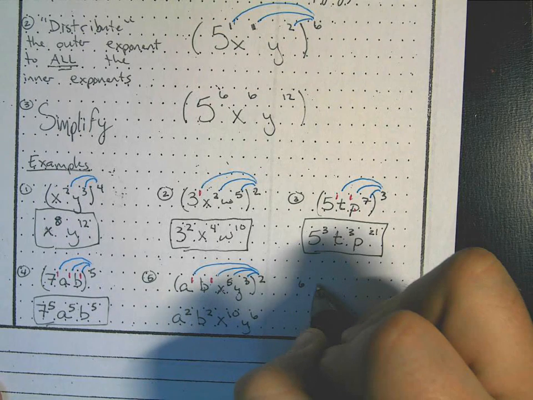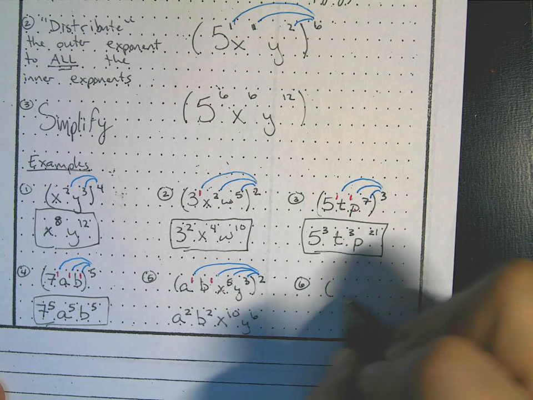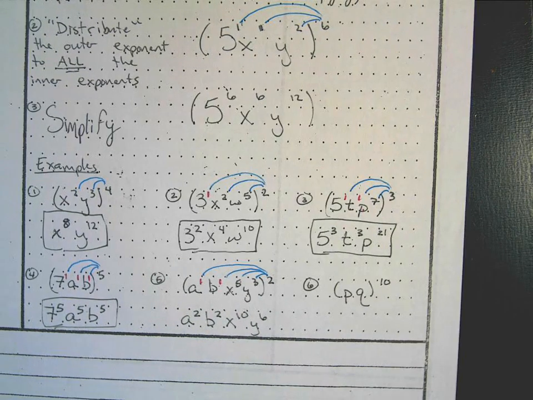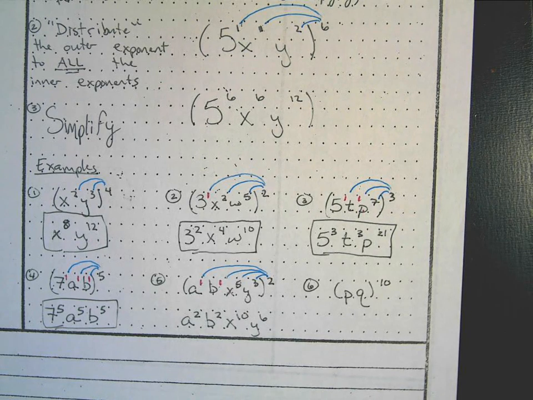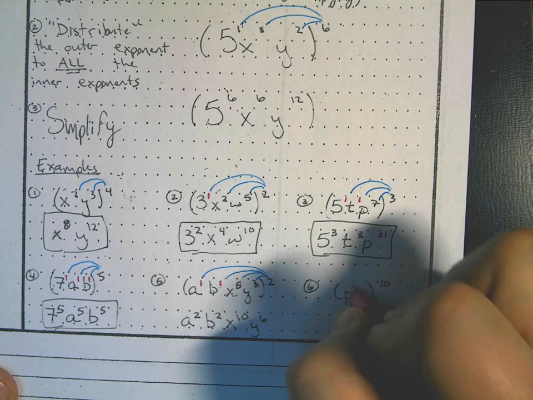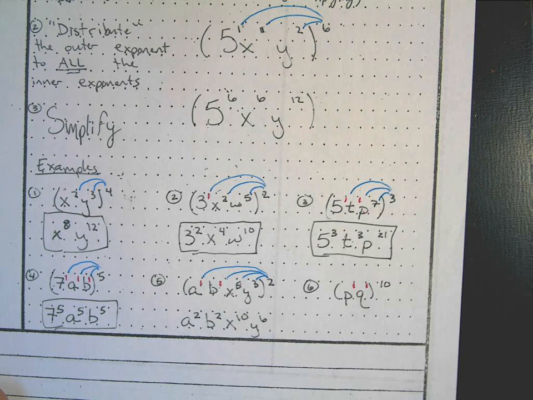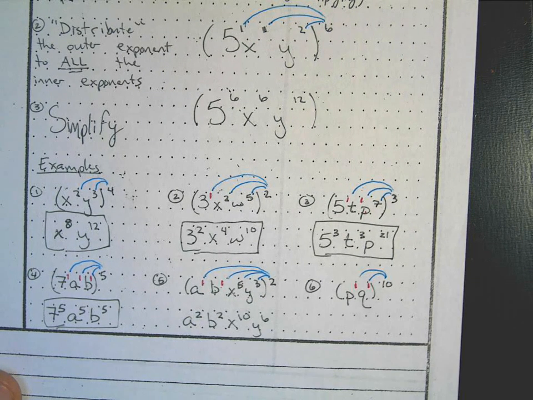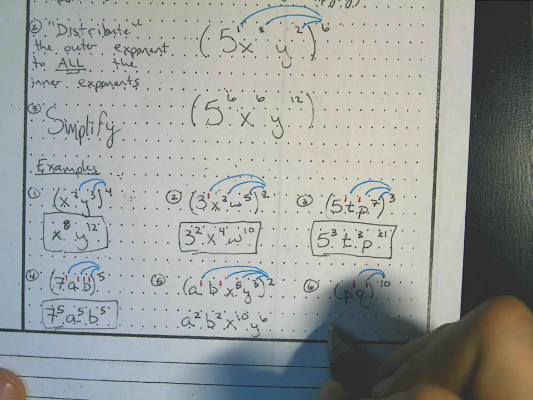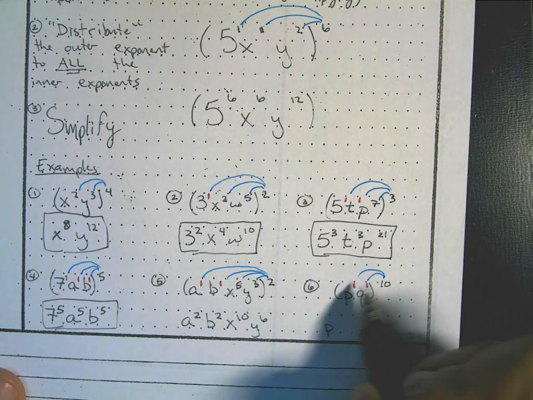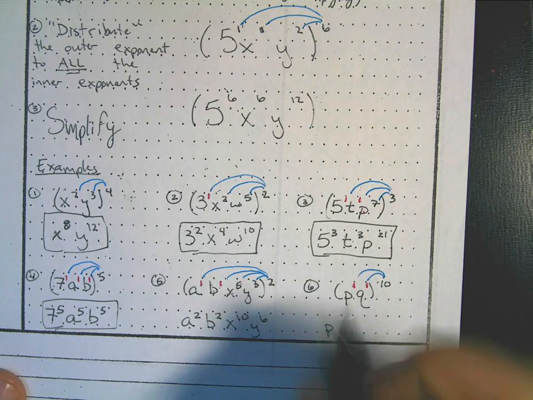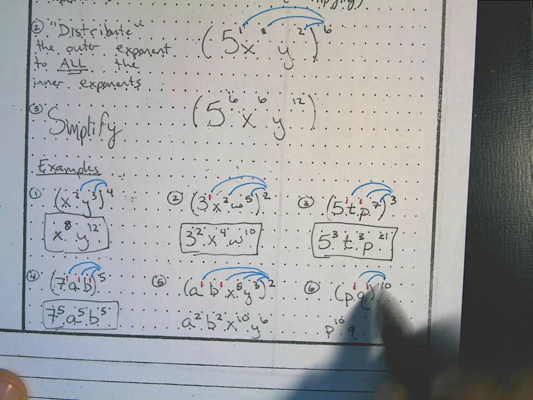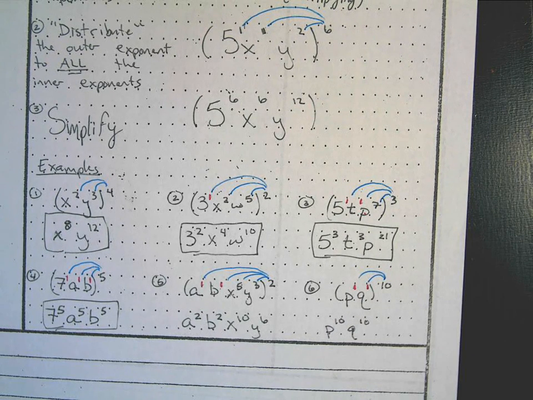Let's do one more. PQ raised to the 10th. Now anything that does not have an exponent, we write in that hidden exponent. Give it its 1. Now we'll distribute. And now we're ready to simplify. So I'll write my base, P, and I'll do my multiplying. 1 times 10 is 10. Write my base, Q, then multiply. 1 times 10 is 10. That would be our final answer.